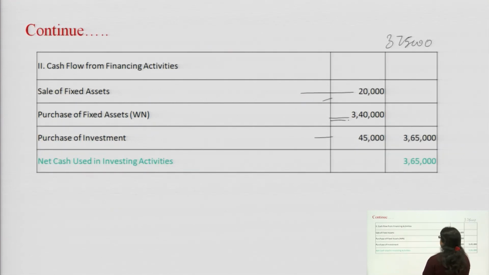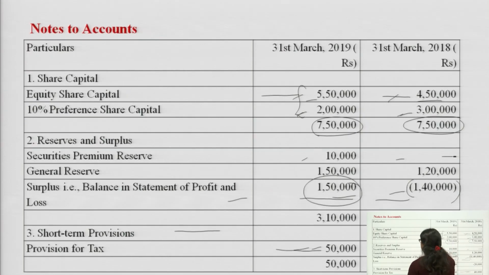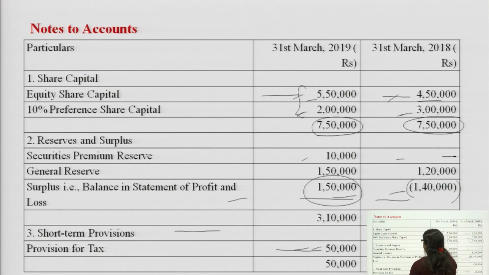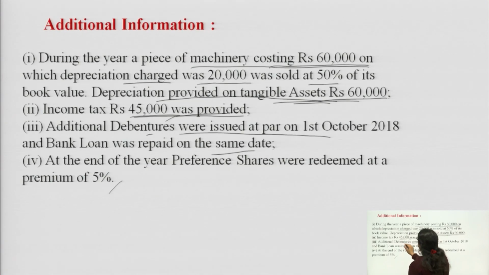Okay. So, 3,40,000 has been given here, because we have purchased the machinery and the sale is done for 20,000. Purchase of investment is also being done. See this in the balance sheet, investment is being given here. We have considered the income tax, the depreciation, the debentures and preference shares also. So, all the adjustments have been covered.